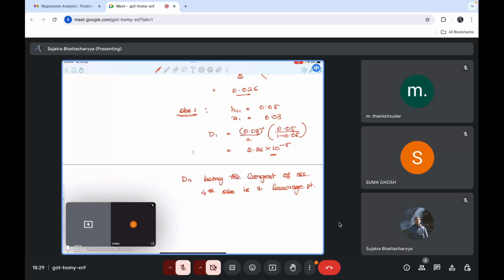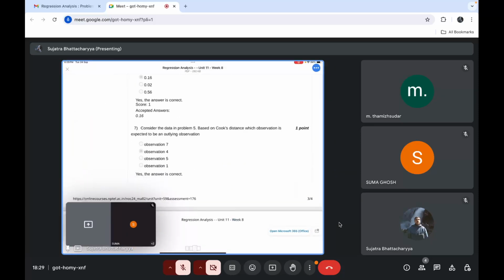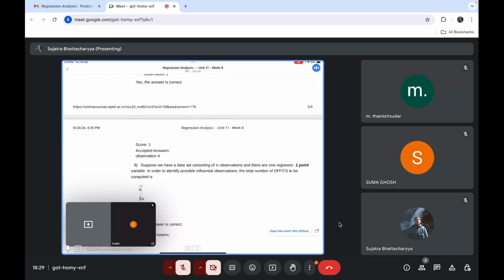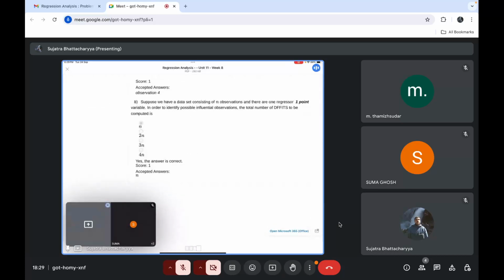Okay. So let me go to the question. Yeah, observation 4 is the correct. And finally, the eighth question. Suppose we have a data set consisting of n observations, and there is one regressor variable. In order to identify possible influential observations, the total number of DFFITS to be computed.